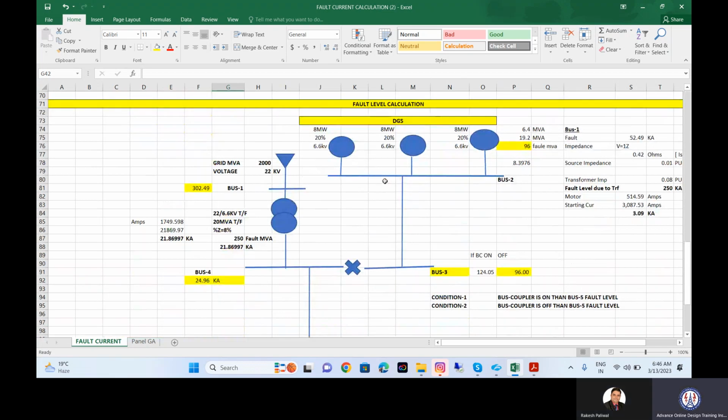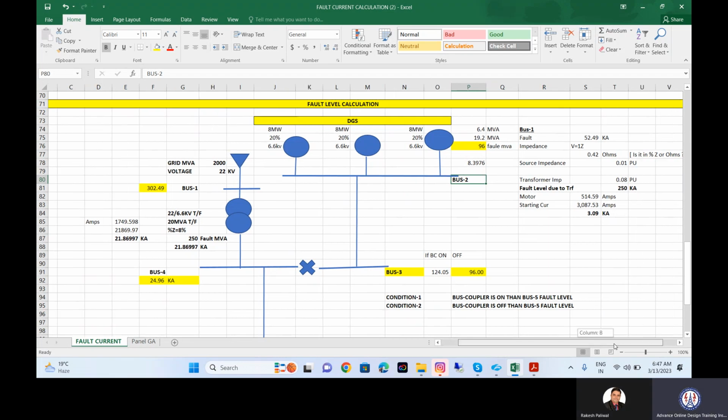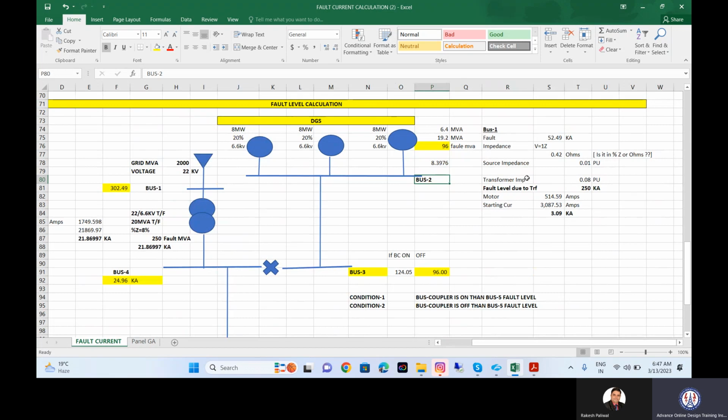Now suppose these are three DGs which are working in parallel. So now tell me what will be the fault level on bus 2. Sir, it will be the summation of all the three, because the DGs will work in synchronization. So we need to calculate the fault current from each DG. How can we determine it? The current divided by the percentage impedance.